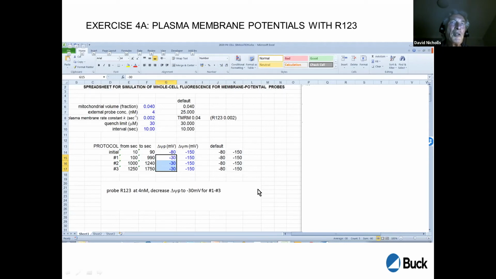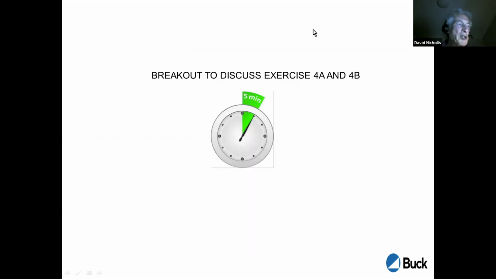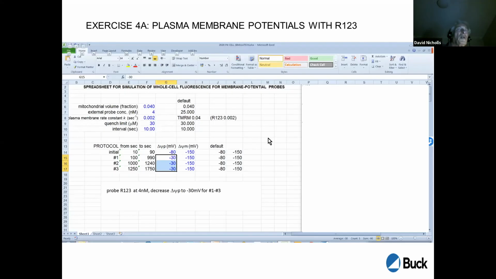And you'll do this in the breakout, and then you'll talk a bit about it, because it might strike some sort of bell in terms of the experiment we've just done with changing the mitochondrial membrane potential. So first of all, we do it with rhodamine 123, and then we do it with TMRM. So the same experiment, first with rhodamine 123, and then with TMRM, simply depolarizing the plasma membrane potential from -80 to -30 millivolts. So let's break out, folks, and come back in 5 minutes.